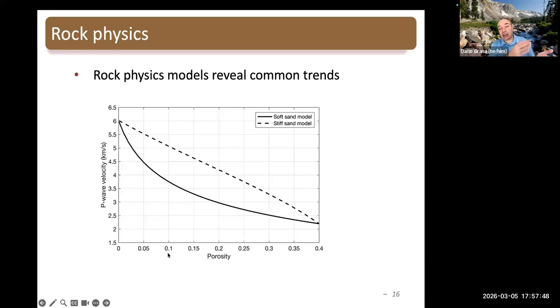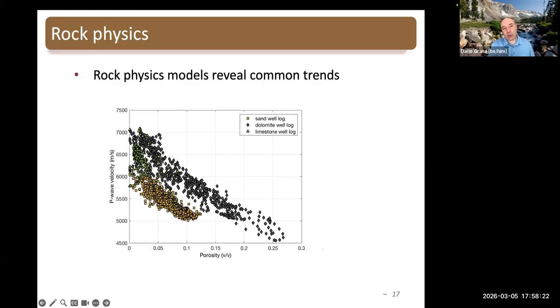So the general idea, though, is that if porosity goes up, it means that there's more fluid and less solid. The fluid is more compressible, which means less stiff, which means that the elastic velocities, the seismic velocities, will be lower. So for example, here, the P-wave velocity decreases almost linearly for stiff rocks. It decreases more rapidly for soft rocks. Anyway, these are theoretical models. Now I'm going to show you an example where we actually see if these rock physics models actually work.